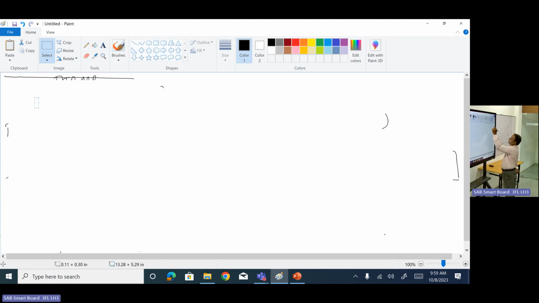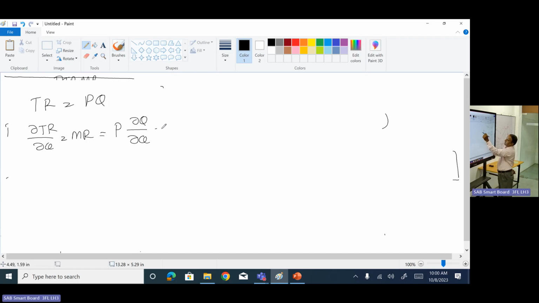Now the total revenue is price into quantity. We take the price times ∂Q over ∂Q, plus we take the quantity and differentiate the price, ∂P over ∂Q. That means marginal revenue equals P into 1 plus Q ∂P over ∂Q.